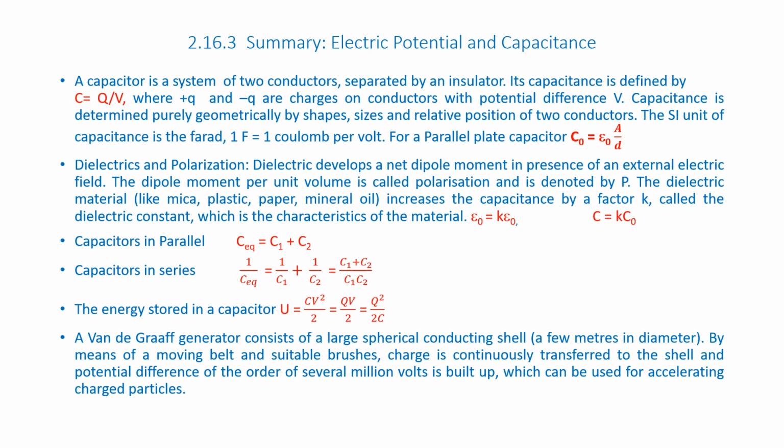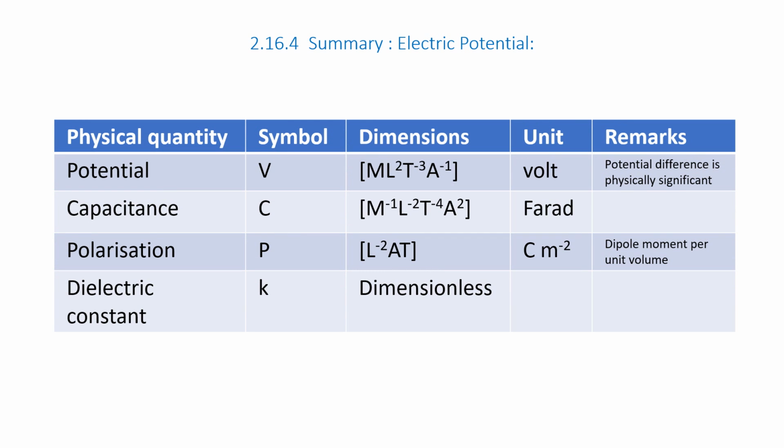With this, we come to the end of the summary part. Now let us go and solve worked examples. Before that, we will revise the physical quantities. Potential difference is represented by the symbol V. Its dimensions are M L squared T to the power of minus 3 A to the power of minus 1. Its unit is volt. Normally we use the words potential difference, which is physically significant.